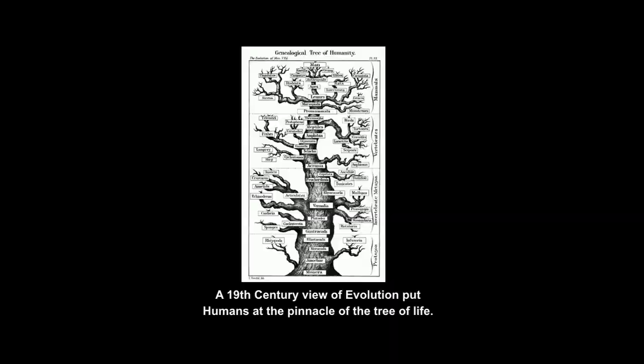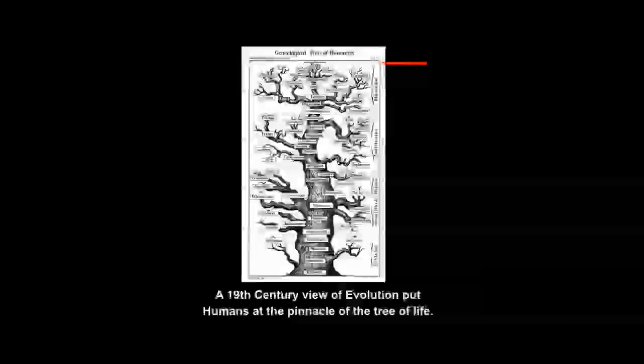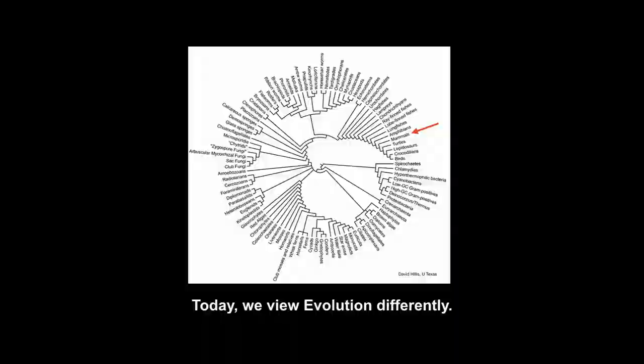In the 19th century, even among evolutionary biologists, it was common to give us a tree of life. And in the tree of life, human beings were put at the very pinnacle. Makes you feel pretty good, doesn't it? To be right at the top of the tree with the so-called lower organisms down there. But that's not the way in which we look at the tree of life today.